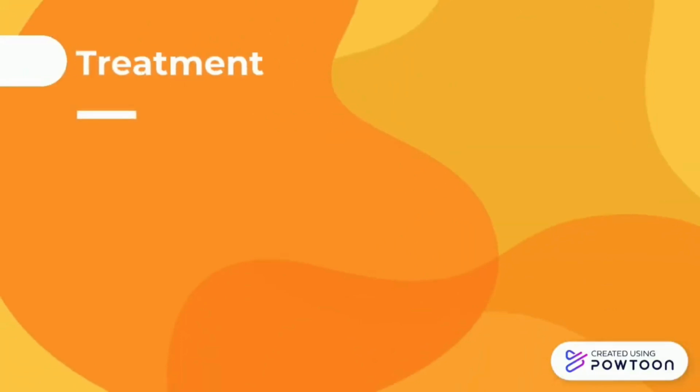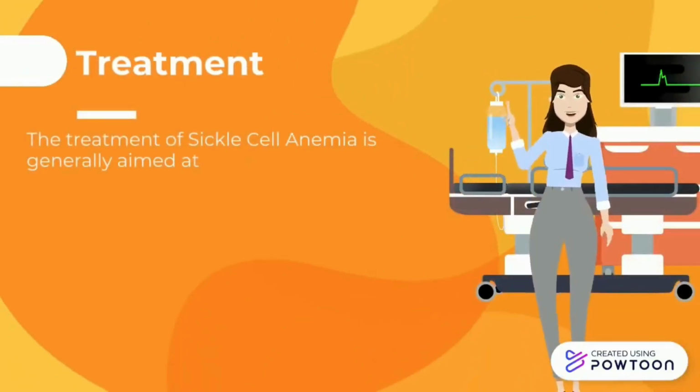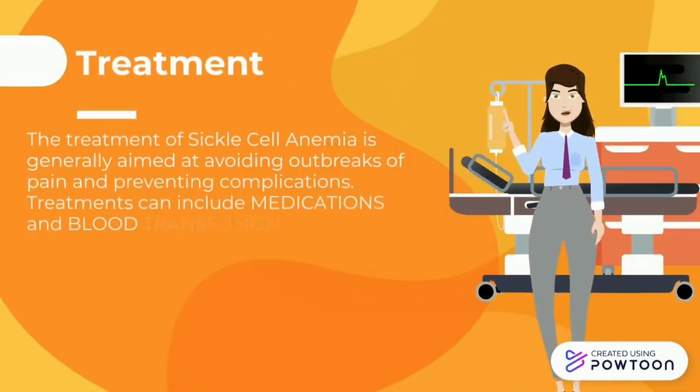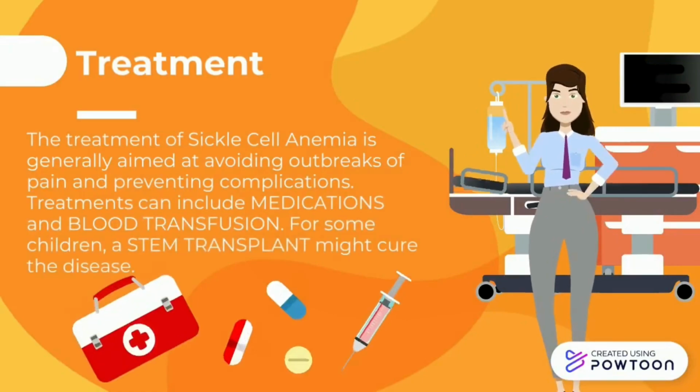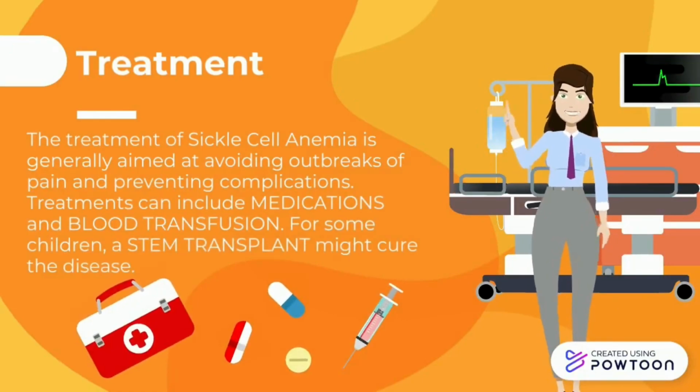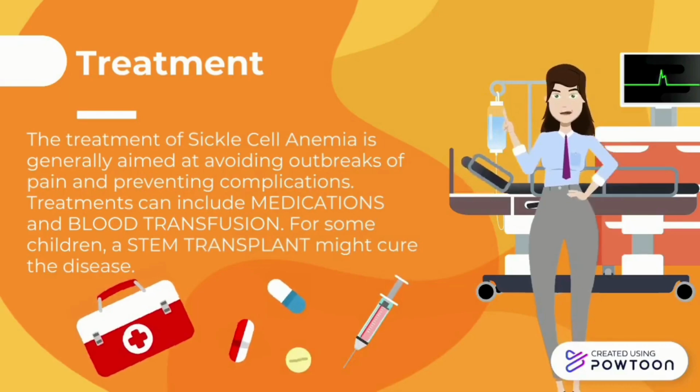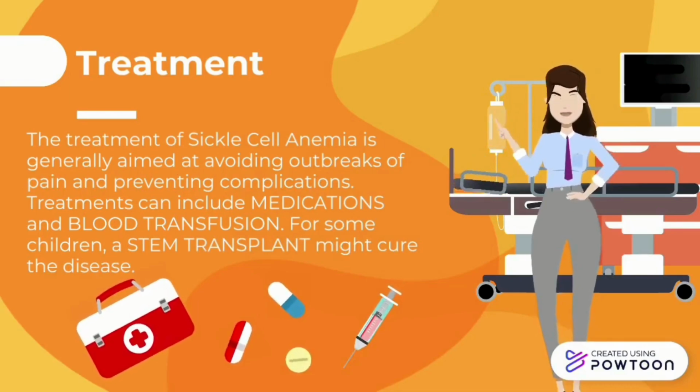Treatment of sickle cell anemia. The treatment of sickle cell anemia is generally aimed at avoiding outbreaks of pain and preventing complications. Treatments can include medications and blood transfusion. For some children, a stem cell transplant might cure the disease.